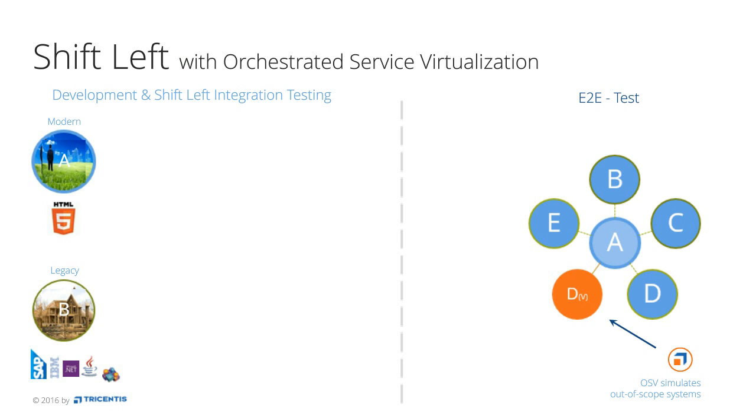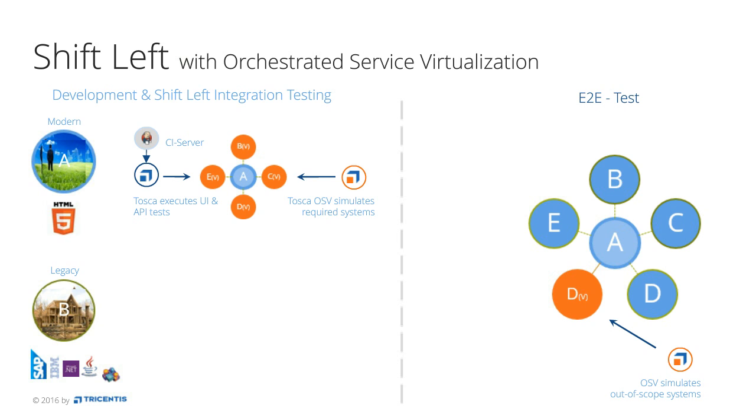Near to those teams, you will create service virtualization, focusing on your system under test, simulating all surrounding systems, executing unit tests and executing UI and API tests, triggered via, hopefully, a continuous integration server. Tosca executes and has the possibility to integrate with the CI server, executes UI and API tests, and OSV, Orchestrated Service Virtualization, simulates all surrounding systems.